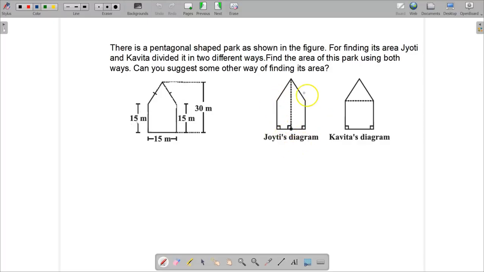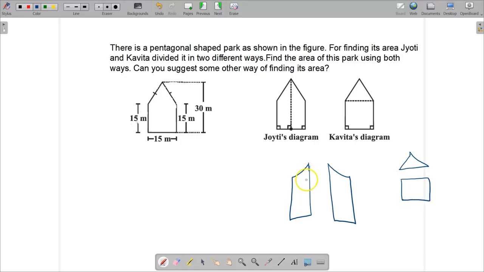So coming to Jyoti's diagram first, the pentagon has been divided into two parts by dividing it symmetrically. So this part separately, this part separately. When we see this, we can see that we have here one trapezium, and then another trapezium looking like this. So symmetrically they are dividing this pentagon into two different trapeziums. And then coming to Kavita's diagram, they are dividing this pentagon into a triangle followed by a square.